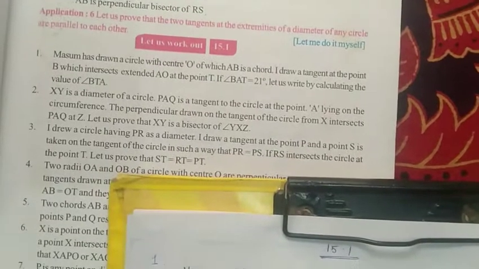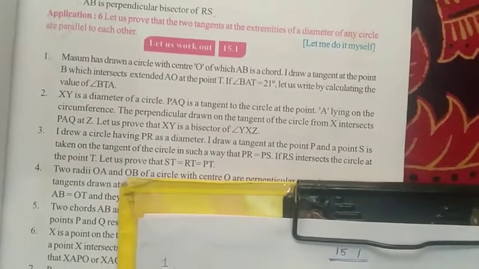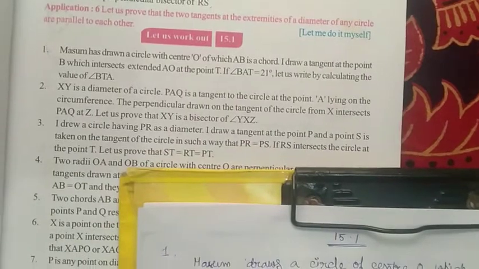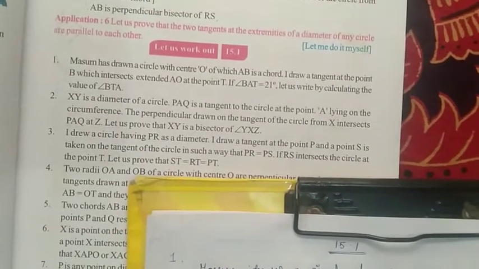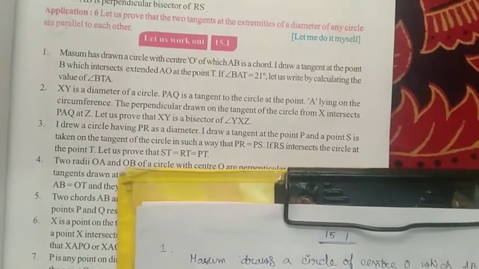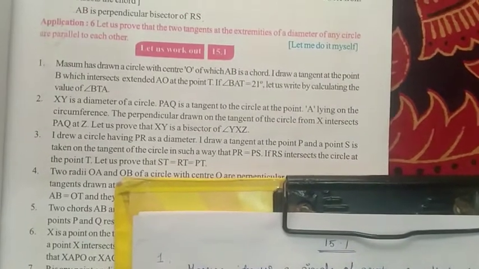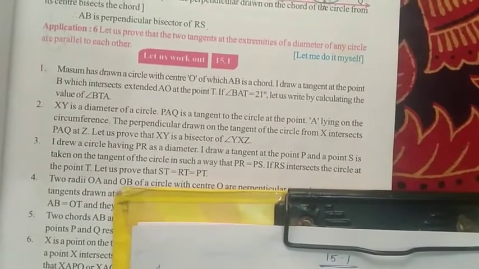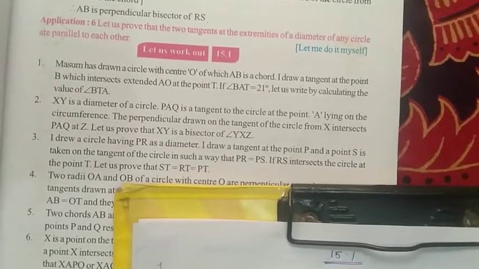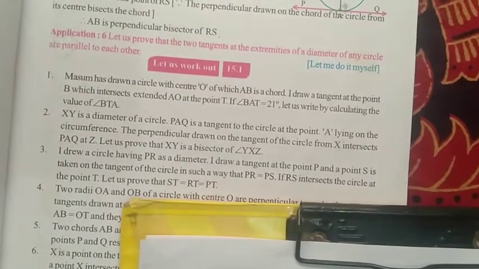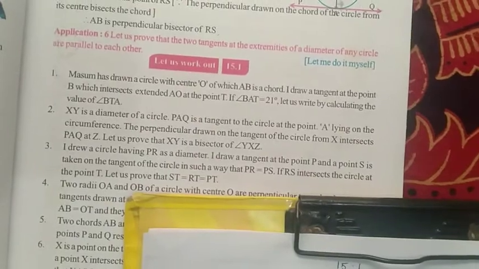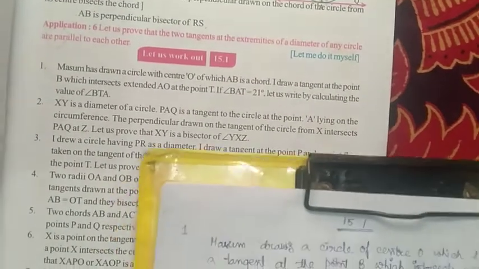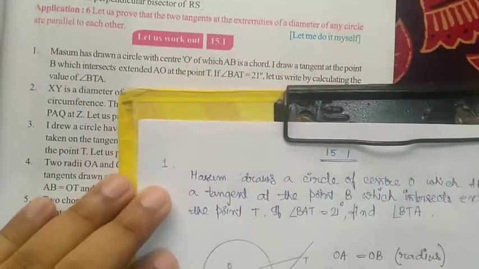This is sum number 1, chapter number 15.1. Chapter name is theorem related to tangent of a circle. Mousum has drawn a circle with center O of which AB is a chord. I draw a tangent at the point B which intersects extended AO at the point T. If angle BAT equal to 21 degree, let us write by calculating the values of BTA.